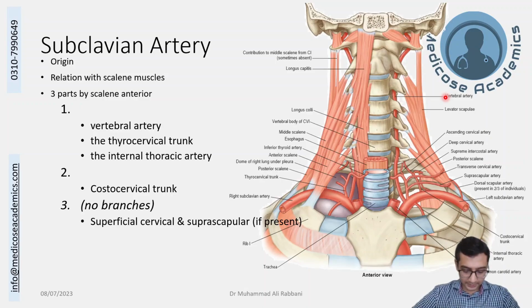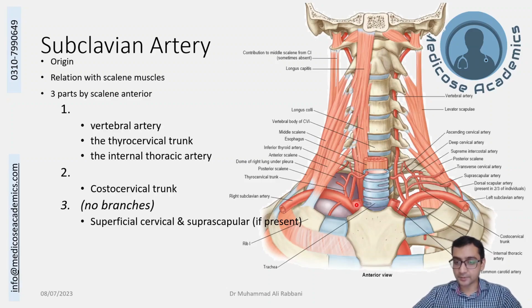So the branches that are coming from this is the subclavian artery. Okay, subclavian artery. The subclavian artery is the one that is coming from the arch of the aorta on the left side, and it is coming from the bifurcation of the brachiocephalic trunk on the right side, and directly from the arch of the aorta on the left side.